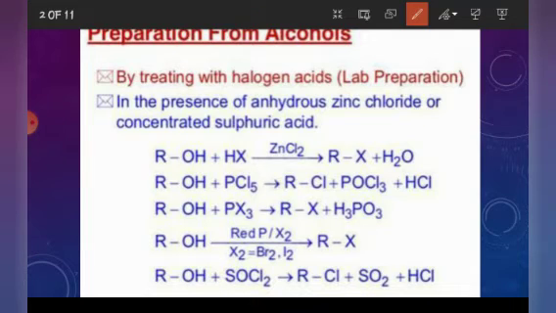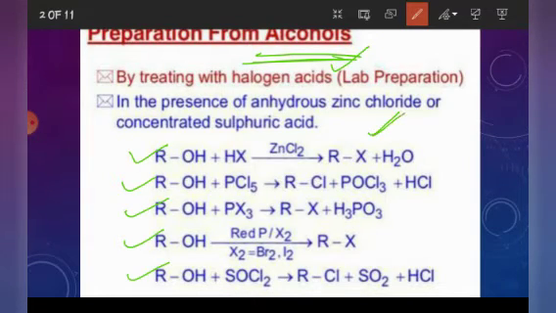So how many methods we have discussed, or how many reactions are there? 1, 2, 3, 4, 5. These 5 reactions come under alcohols. That alcohols can be converted into haloalkanes and the reagents can be different. Fine.